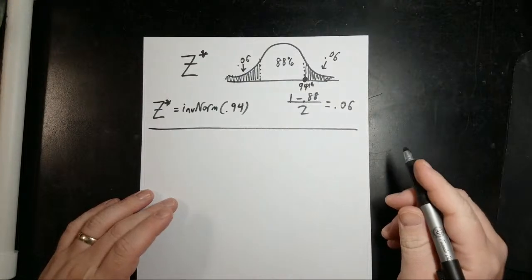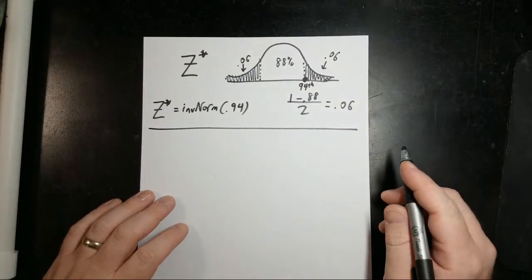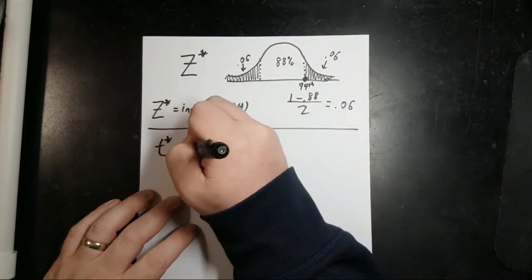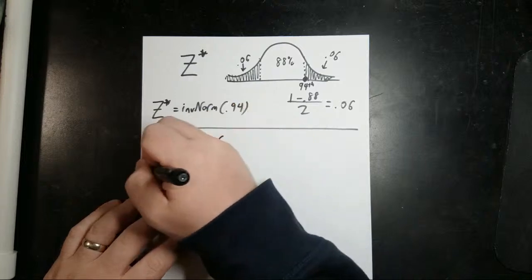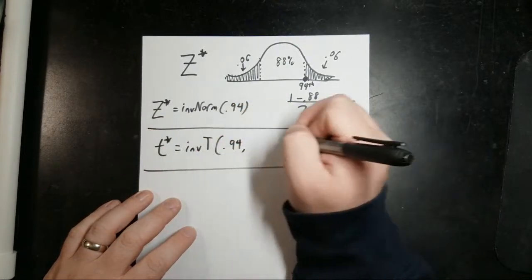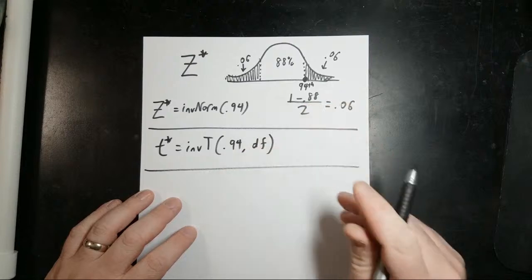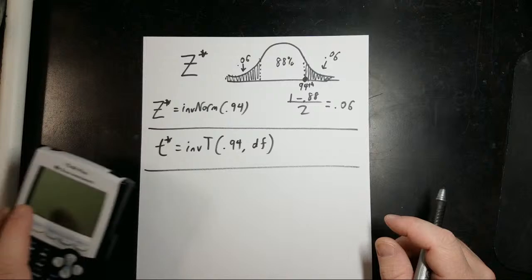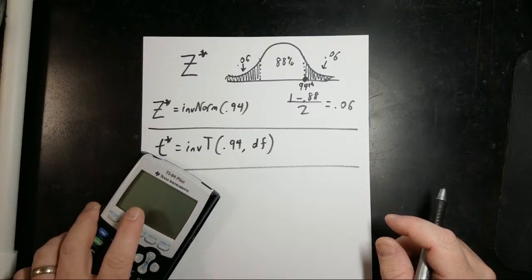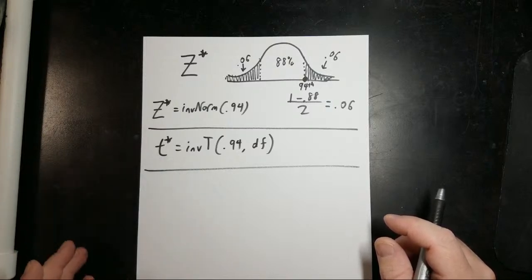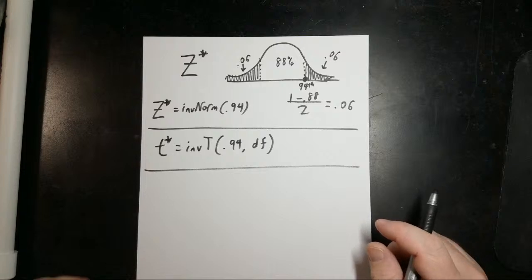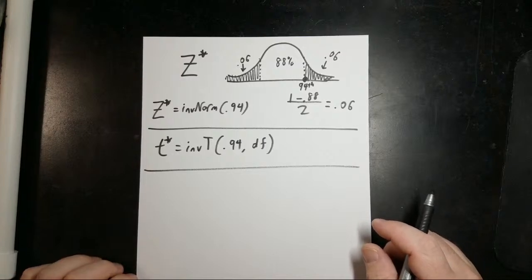If you were doing T, you would have to do inverse T of 0.94, comma, the degrees of freedom, and that would spit out your T star. Now, the TI-84 calculators come equipped with an inverse T. The TI-83 calculators do not. I have a separate video explaining how to find inverse T if you don't have it on your calculator. There are multiple ways of getting that particular thing done.